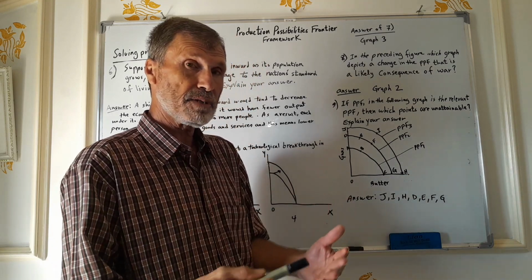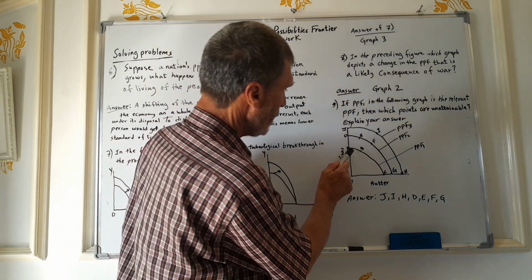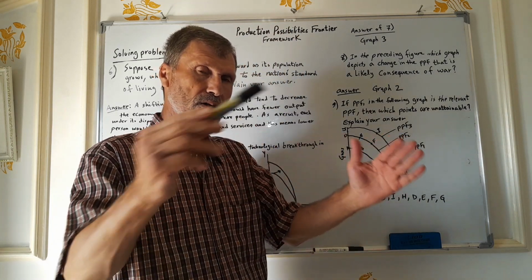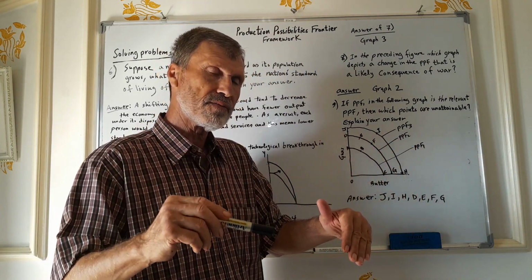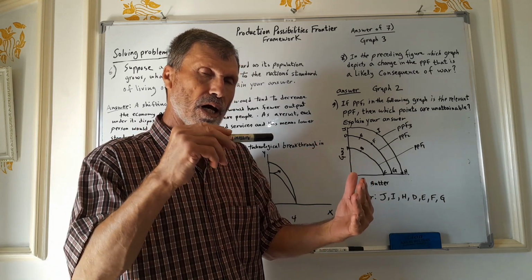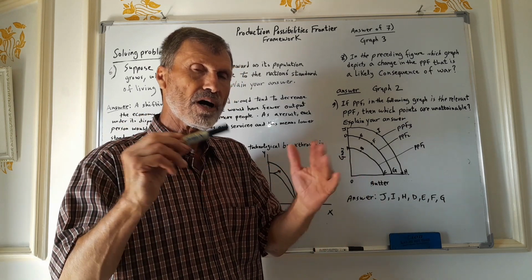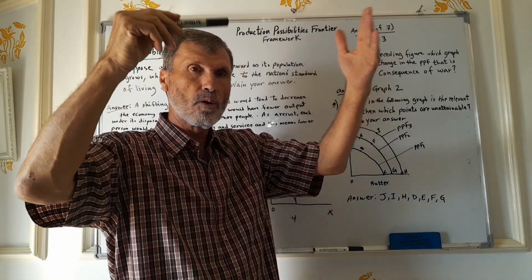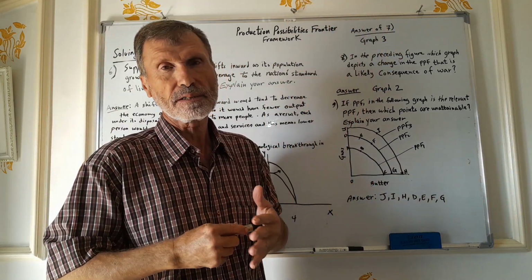However, the attainable combinations are what? These points here, A, B, and C are attainable because they are along the PPF or inside the PPF. The combinations that are along the PPF or inside the PPF are attainable. However, the combinations that are beyond or above the PPF are considered unattainable.